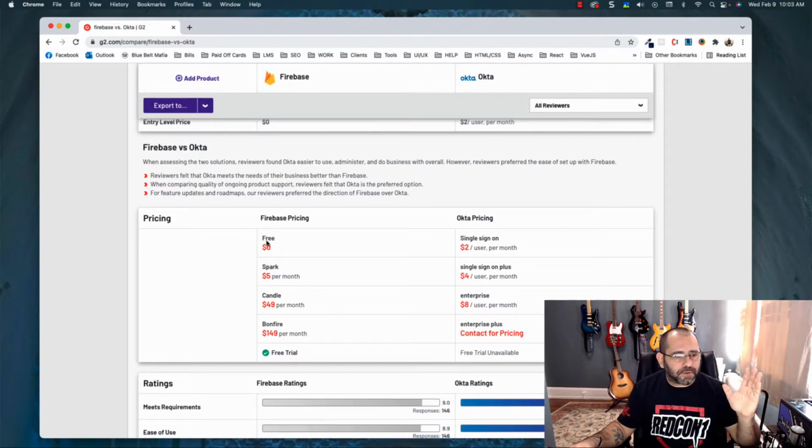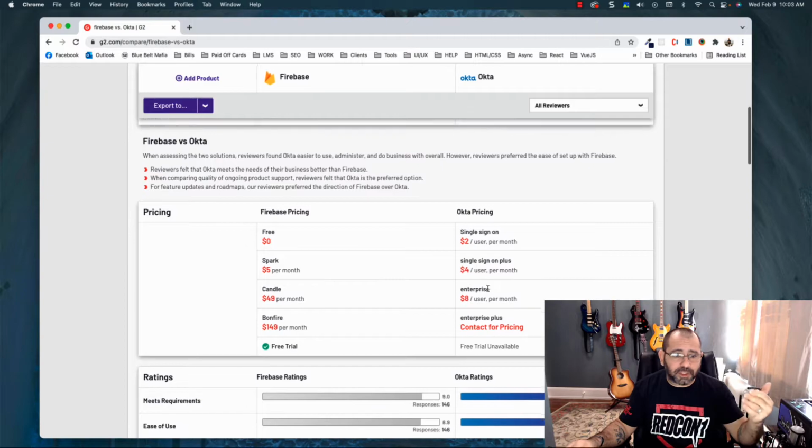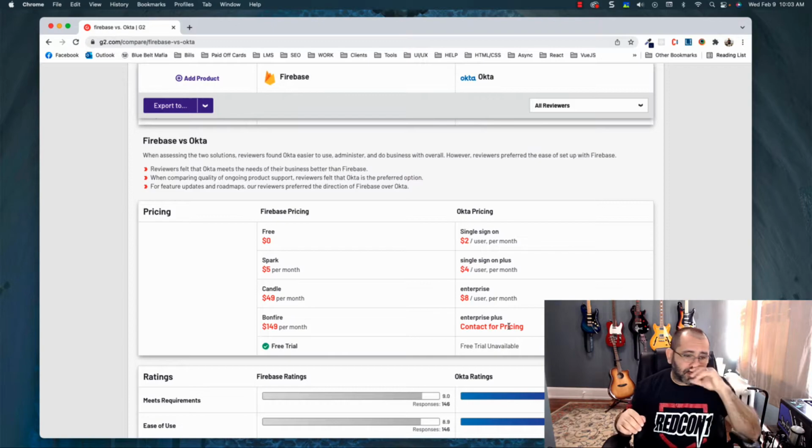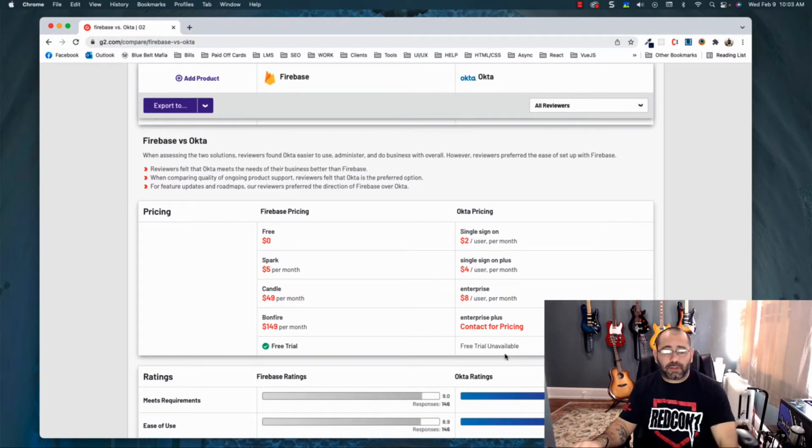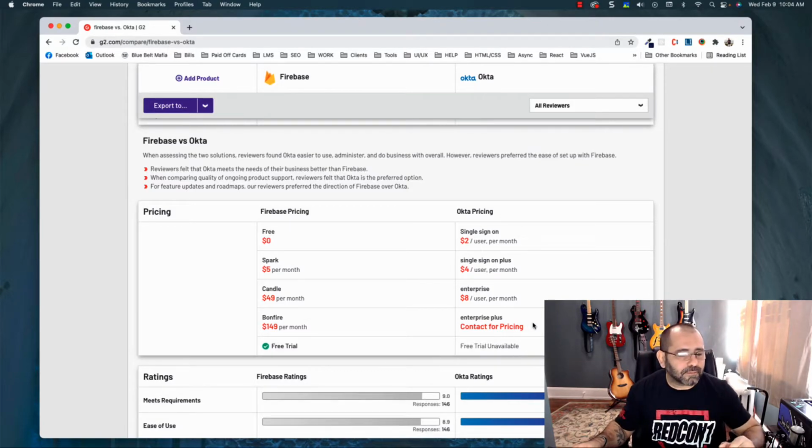And then Firebase goes up to Spark, Candle, and Bonfire at $5, $49, $149 a month, and they do have a free trial. Okay. Okta goes from $2 a month to $4 a month, all this is per user, to $8 a month, and then this Enterprise Plus, which is contact for pricing. Which, by the way, every time I see that, it scares me because it's usually some crazy amount. And then they don't have a free trial. Again, I don't think that's correct because I am using it, and we will be using it today, and I'm not gonna pay for this.